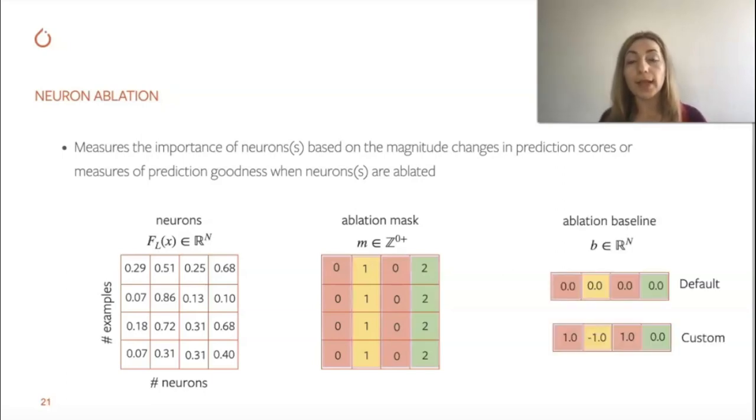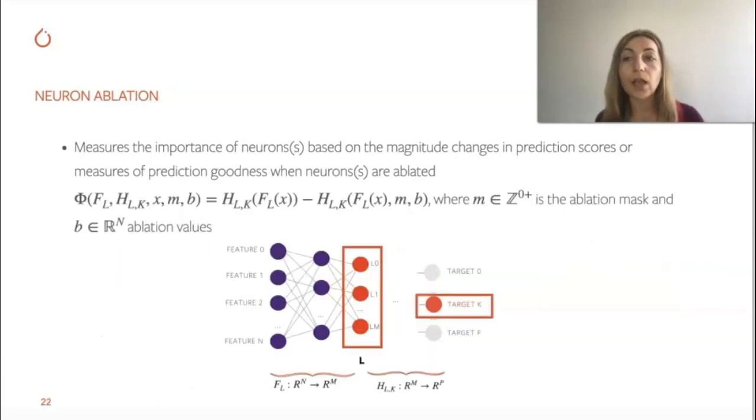Besides ablation masks, we also define the ablation values, also known as baselines, that are used to replace the original neuron values. Traditionally, zeros are used as ablation values, but we can also use customized default values. We recall the HLK function from previous slides that helps us to estimate the output of the model given layer activations or neurons as input.